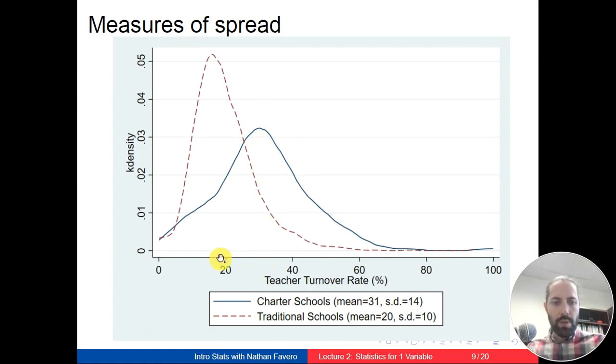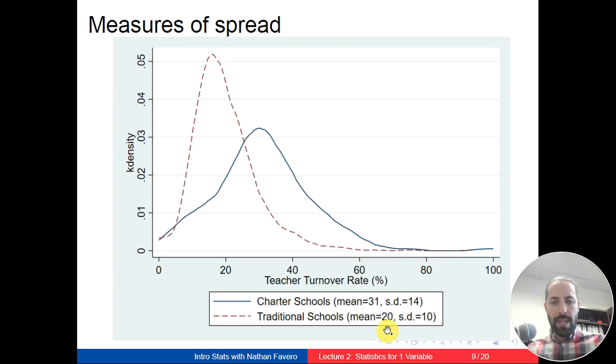What about traditional schools? Well, here we can see that the mean is 20%, further down here. So again, this is just showing how visually we can see that it looks like charter schools tend to have a higher turnover rate. We can see that visually, and we can also see that in these statistics that we were just talking about. The mean or the average is higher for the charter school districts than the traditional school districts.